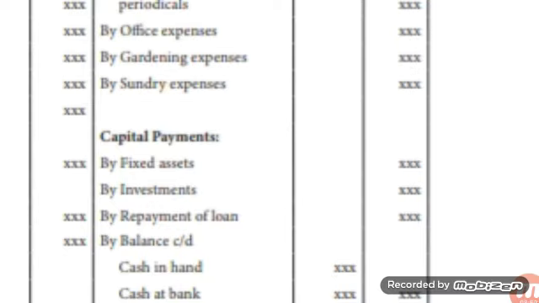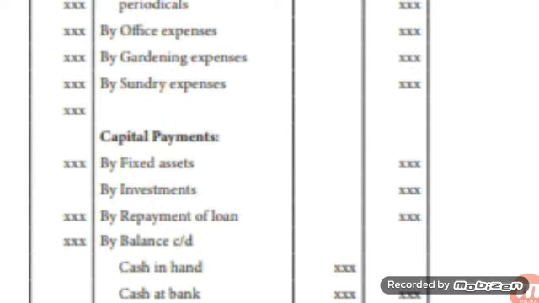If the debit side is more than that of the credit side, you will get the balancing figure on the credit side. That means the credit side is the lighter side. You will get a balance on the credit side. That balancing figure represents the closing balance of cash in hand and cash at bank.